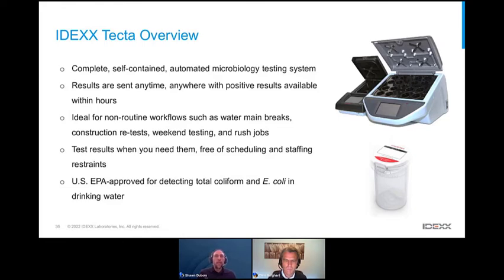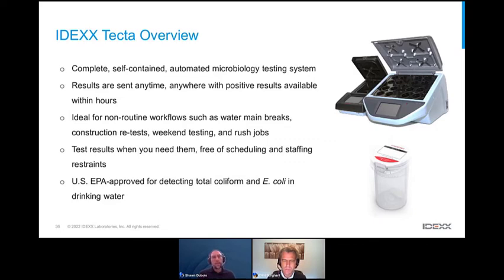Because of its automated system, and also being able to get those results quickly in certain situations, it is ideal for non-routine workflows, like when you have a water main break, construction retest, and rush jobs.